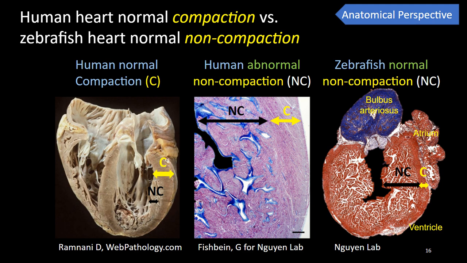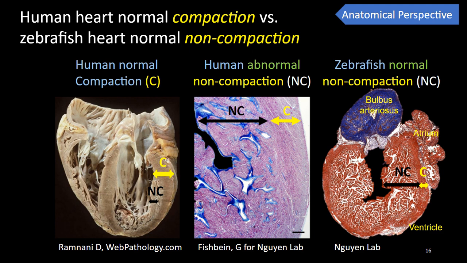Additionally, during development, the human embryonic heart undergoes chamber maturation, and the spongy trabeculated ventricular myocardium becomes progressively more compact. As shown here on the left, in this human heart, the compacted layer denoted by the yellow arrow is much thicker than the trabeculated layer denoted by the black arrow. A widely recognized disorder of human heart maturation is left ventricular non-compaction, as shown in the middle figure. In this non-compacted human heart, the left ventricular wall is deeply trabeculated throughout, and the compacted layer is thinner than the non-compacted layer.